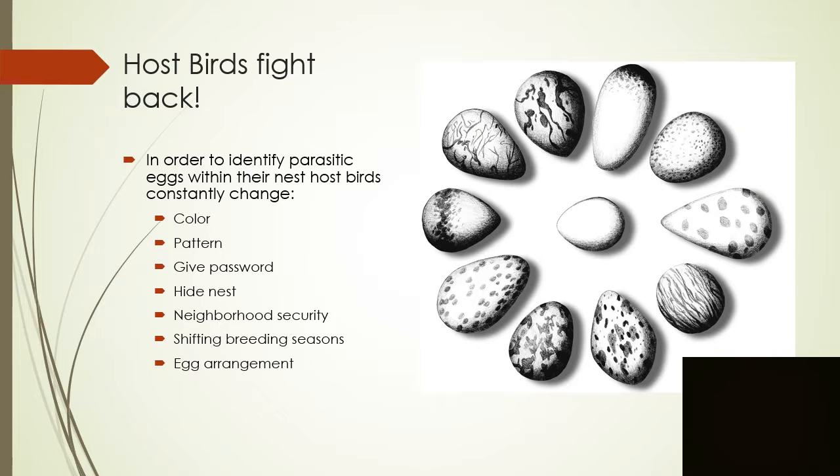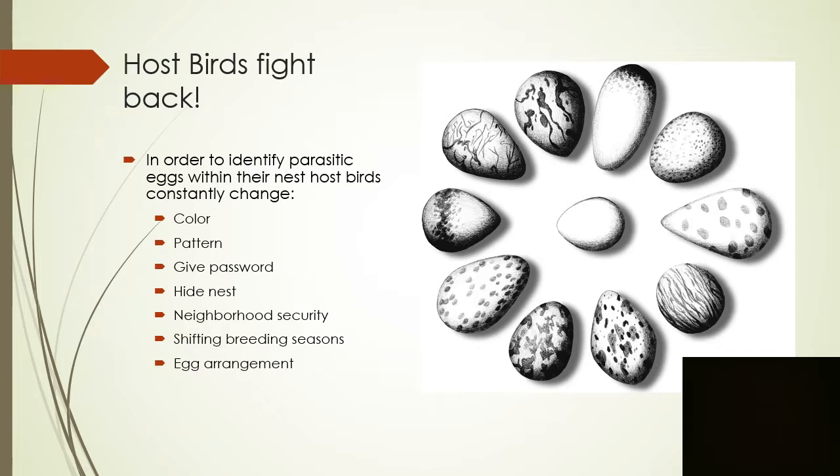So how do the host birds fight back in identifying which one is their egg and which one is the parasitic egg? So different birds have different strategies. So the first strategy is the color. So they'll constantly change their color depending upon if the parasitic bird's egg color is getting closer and closer, the female host bird would change its coloration just a little bit more. So it's like an arms race all the time.